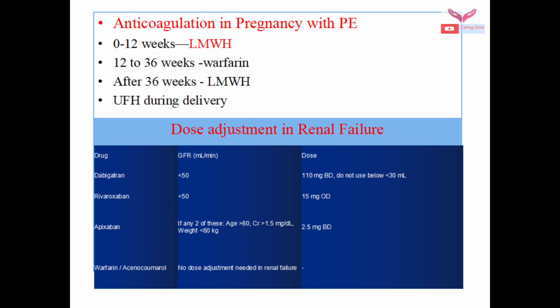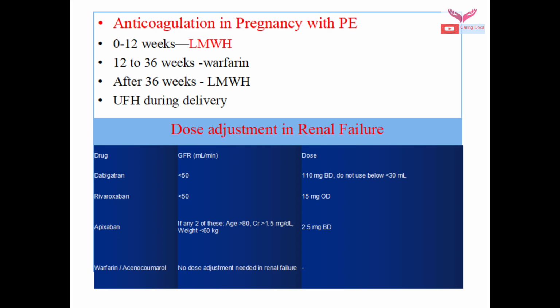The anticoagulants which are preferred in pregnancy are LMWH in 0 to 12 weeks. In 12 to 36 weeks, we give warfarin. After 36 weeks, we give low molecular weight heparin, and during delivery, we can give unfractionated heparin.